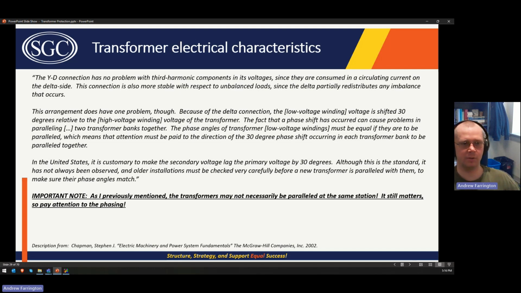The one downside of the delta Y transformer is that it's got a phase shift that you have to worry about. But now that you guys have had this class, you know all about it, and you're going to nail it every time, and you don't have to worry about it. And if you don't have to worry about that, delta Y transformers are great. 90% of the transformers you work with during the course of your career will likely be delta Y transformers.